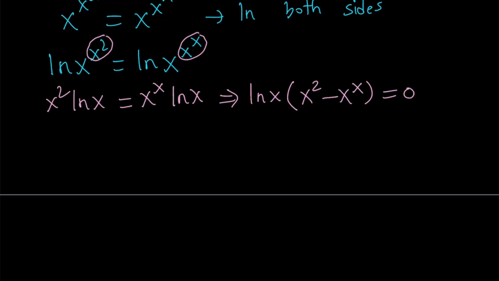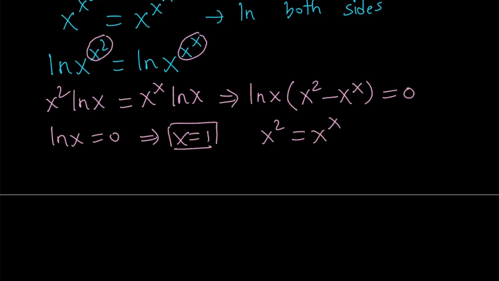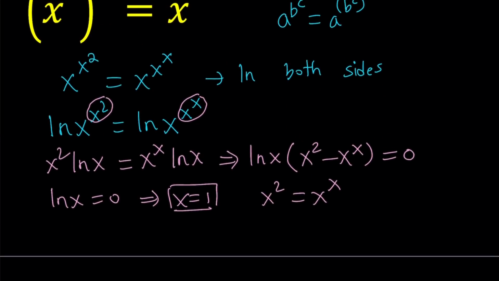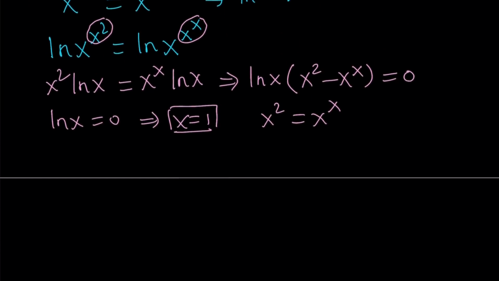From here we get two results. ln x equals 0, which means x equals 1. So we're going to check if that works. And then the other one gives us x squared equals x to the power x. So if you plug in x equals 1, obviously it's going to work. So that's a valid solution.